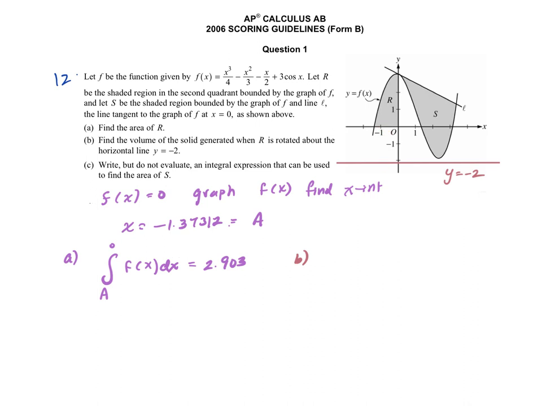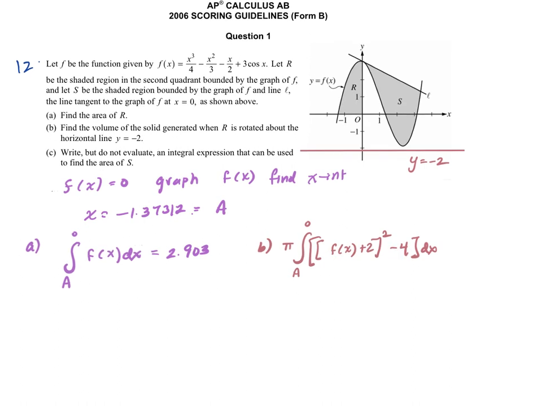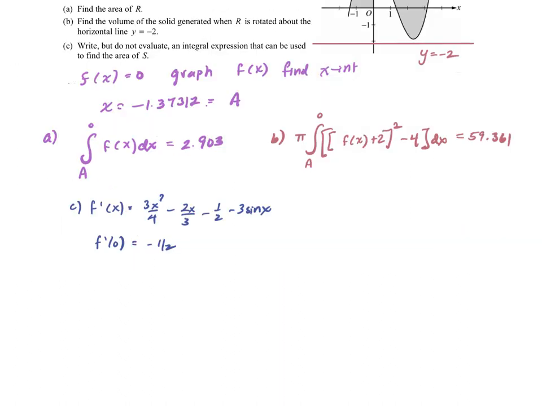So we're going to do pi, and then same bounds as the area, so A to 0, and then it's going to be f of x minus a negative 2. So it's f of x plus 2 squared. That's my big R, because we're doing minus a negative, which is positive, squared. And then 0 minus a negative 2, which is 2, and then 2 squared is 4. So minus 4 dx. So this is a washer. This is the big R here, and this is the little r there, okay? And then R squared and r squared, okay? For this, again, we're going to get 59.36.